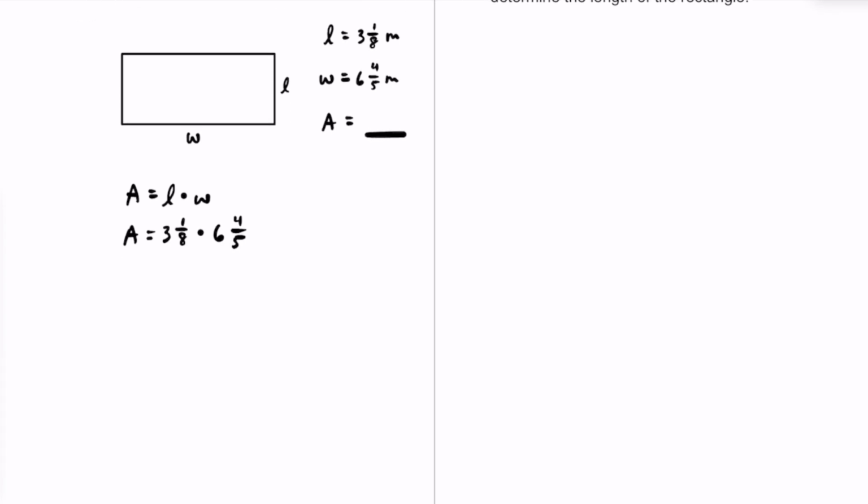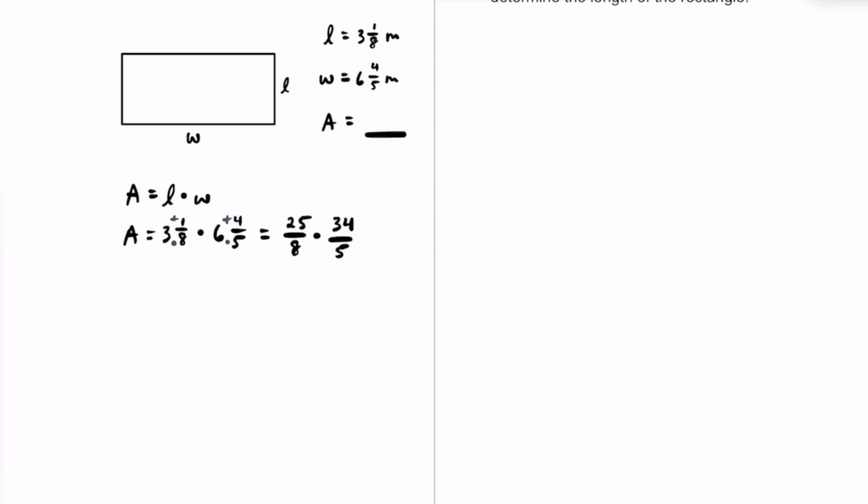All right, so let's see here. We got to turn the 3 1/8 into an improper fraction. So 3 times 8 is 24 plus 1. That's going to be 25. So I'm going to say this is going to be 25 over 8 multiplied by, and then for the 6 and 4/5, 6 times 5 is going to be 30 plus this 4 is going to be 34, and it's going to be over 5. Okay, so these are the mixed numbers written as improper fractions.